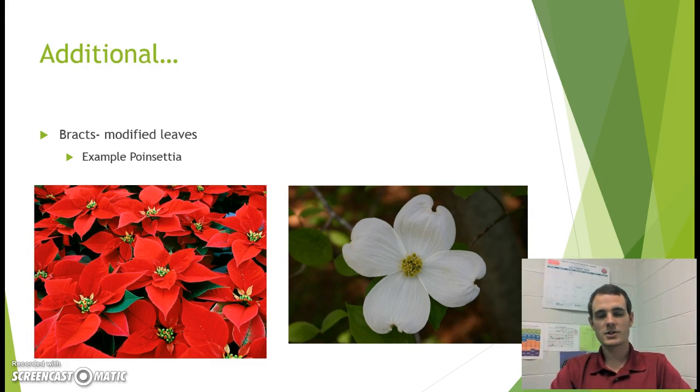Bracts are actually modified leaves that look like flowers. So popular plants with bracts would be the dogwood as well as the poinsettia, as you see in the images below.